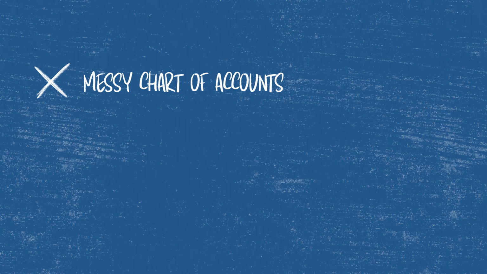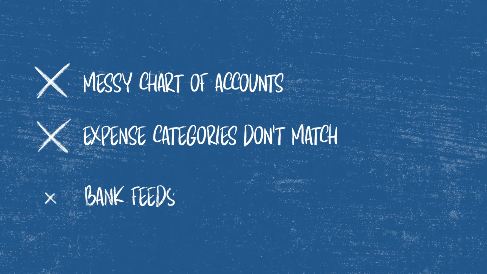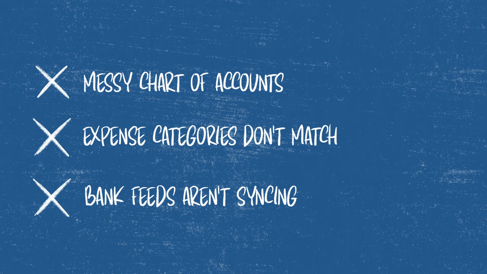One mistake a lot of small business owners make is treating QuickBooks like it runs on autopilot. Connecting your bank account is a great start, but QuickBooks still needs direction. It records transactions, it doesn't interpret them. And if your chart of accounts is disorganized, your expense categories don't match how your business actually works, or your bank feeds aren't syncing correctly, every report you pull is going to be built on a shaky foundation. Garbage in, garbage out.